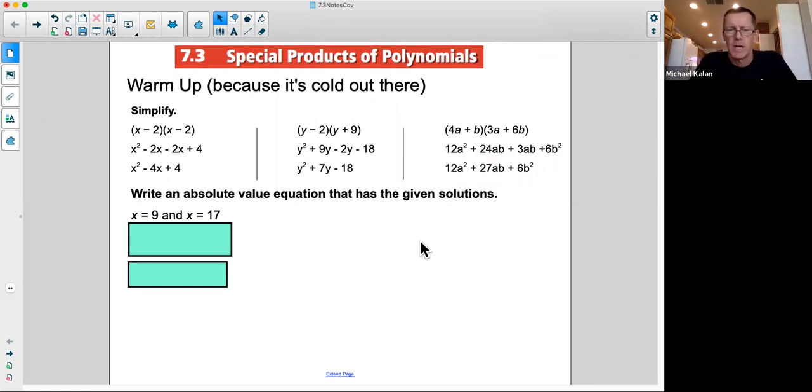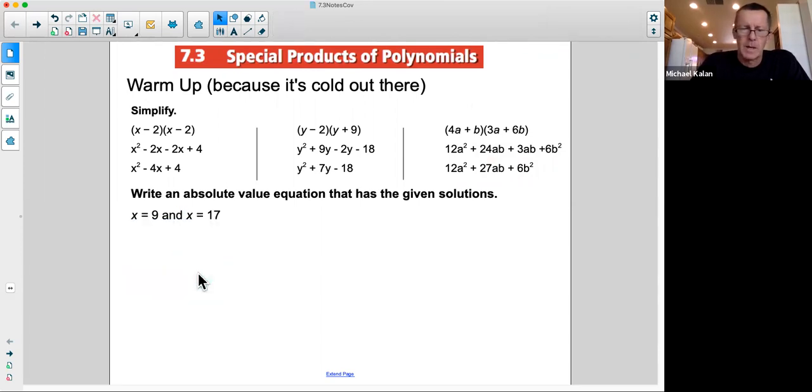Okay, write an absolute value equation that has the given solutions. Ooh, remember this? Absolute deviation. So what would it be? Remember how you find the midpoint of those? What's the midpoint between 9 and 17, or the mean? Think of it that way. So remember, you go absolute value of x, and then what's halfway between 9 and 17? Well, they're 8 apart. So if we add 4 to 9 or subtract 4 from 17, we get 13.